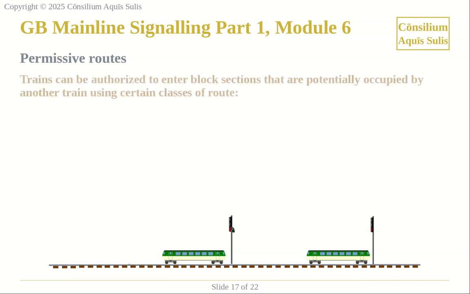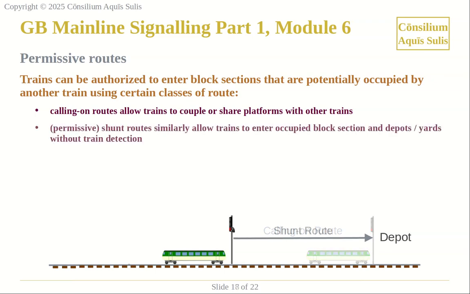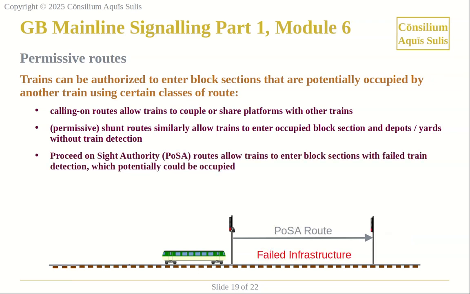But not all routes require block sections to be clear. There are some that allow trains to enter occupied sections or potentially occupied block sections, such as calling on routes that allow trains to couple or share platforms with other trains, or shunt routes that can allow trains to occupy sections or depots and yards without any train detection to prove them clear, or poser routes, proceed on sight authority routes that allow trains to enter block sections with failed detection that may be potentially occupied.